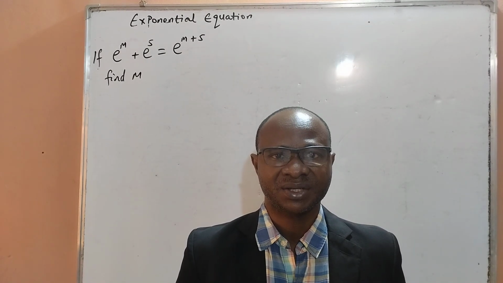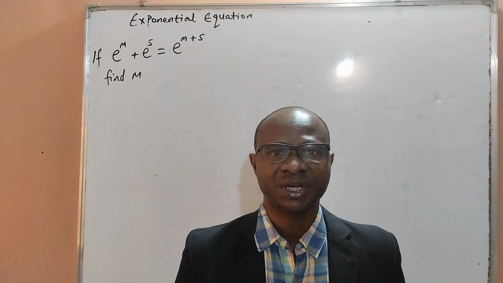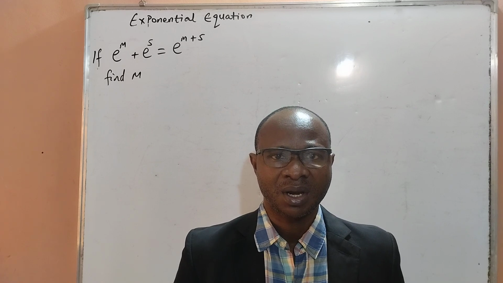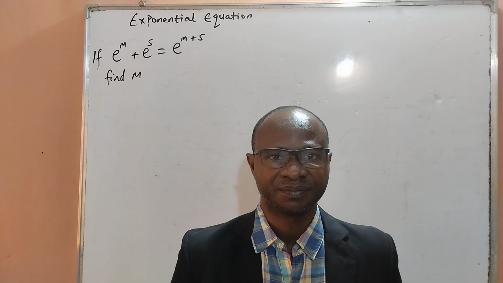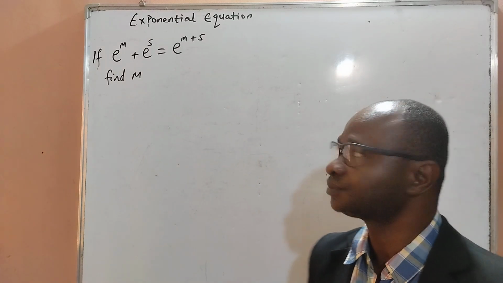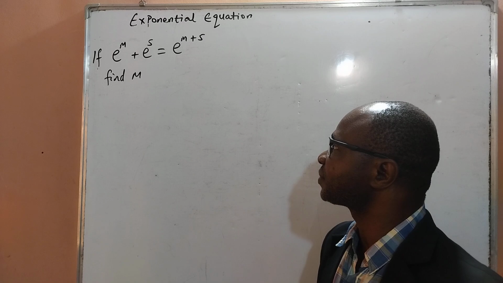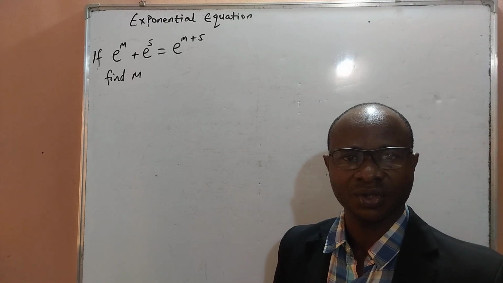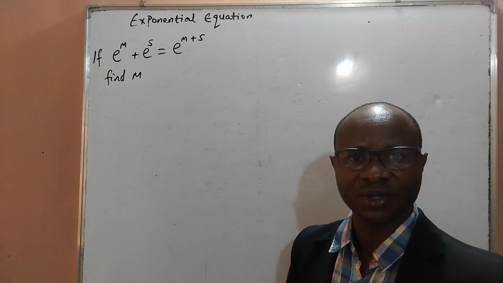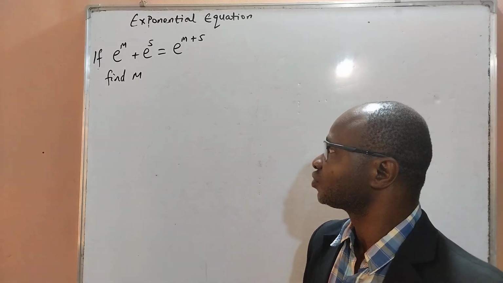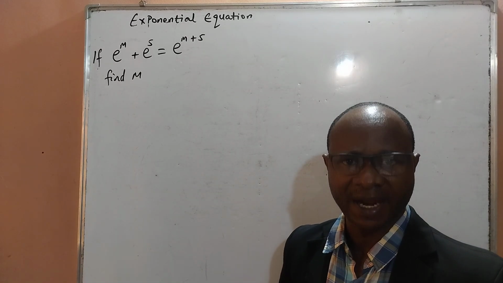In today's math class, we want to solve an exponential equation, an Olympiad math question. It is given to us on the board that if e raised to the power n plus e raised to the power 5 is equal to e raised to the power n plus 5, then we are asked to find the value of n.